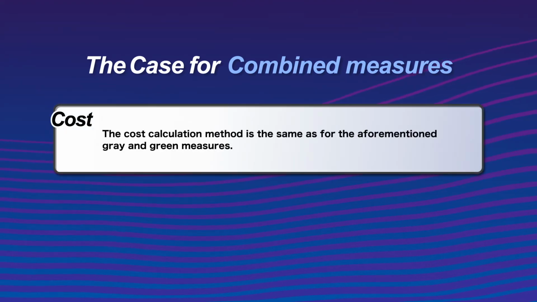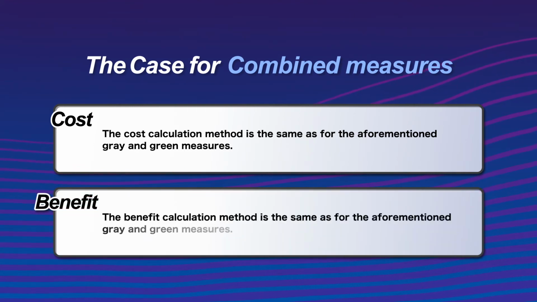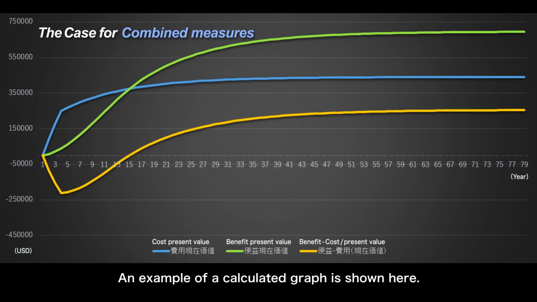Combined measures are based on both green and gray countermeasures. Combined measures are used where the hazard is severe and more countermeasures are assumed to be necessary. The cost-benefit calculation method is the same as for the aforementioned gray and green measures. An example of a calculated graph is shown here.